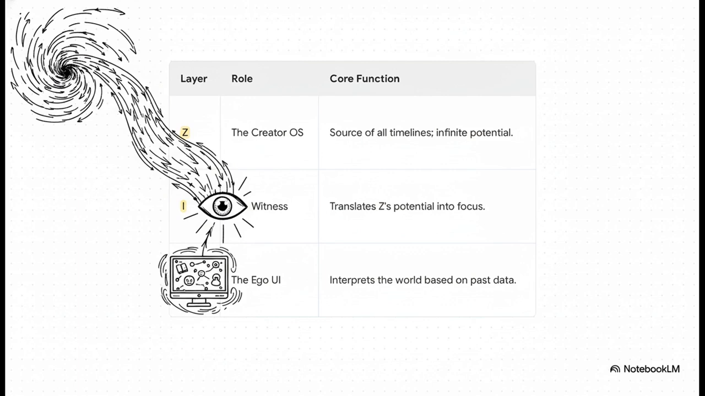Think of Z as the creator OS, the source of everything, every timeline, every possibility, just infinite potential. Then that potential gets focused by I. I is the witness, that silent, pure observer inside you. And finally, it's all experienced by me. Now, me is the ego. It's our user interface. It interprets the world, right? But here's the catch. It's totally limited by past data, by old memories, and especially by fear. So remember the flow: Z to I to me. It's a one-way street. It's never the other way around.